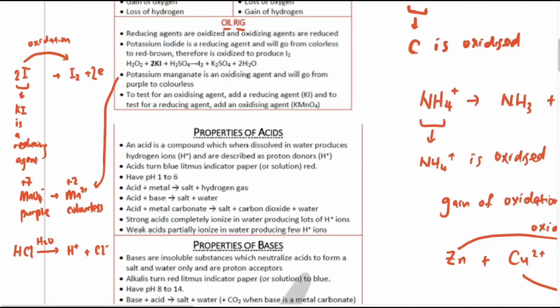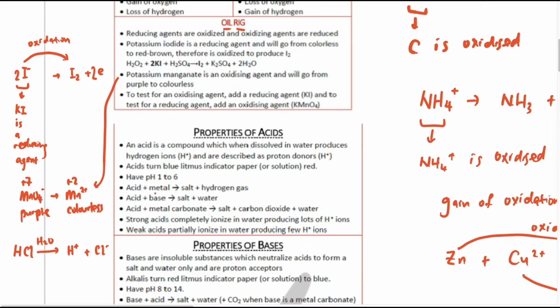Acid turns blue litmus indicator paper red. So from blue it turns to red. And acids have pH 1 to 6. pH 1 is a strong acid, pH 6 is already a weak acid. Next, acid plus metal is one of the chemical reactions for acids.